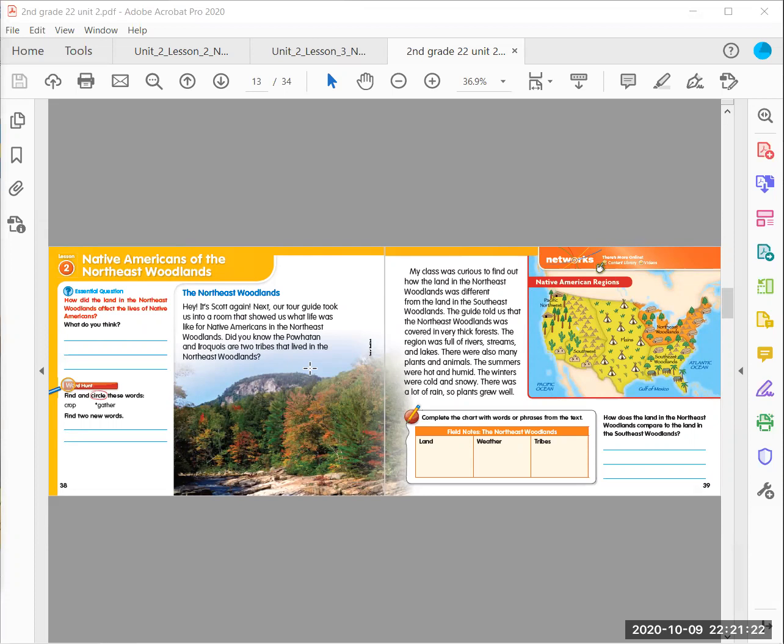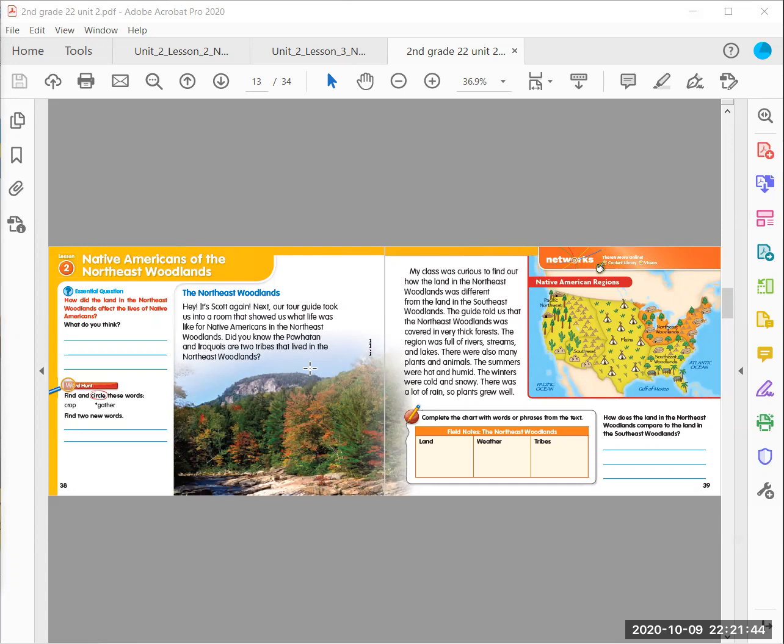The summers were hot and humid. The winters were cold and snowy. There was a lot of rain, so plants grew well. Quick check. How does the land of the Northeast Woodlands compare to the land in the Southeast Woodlands?